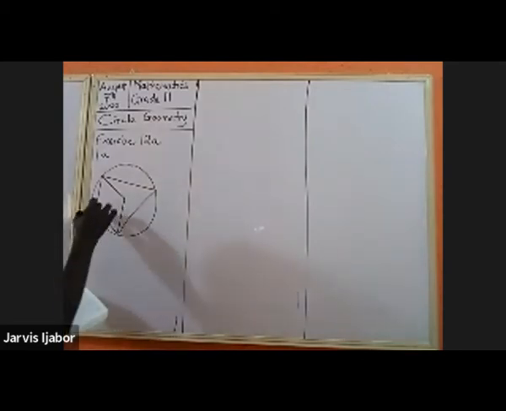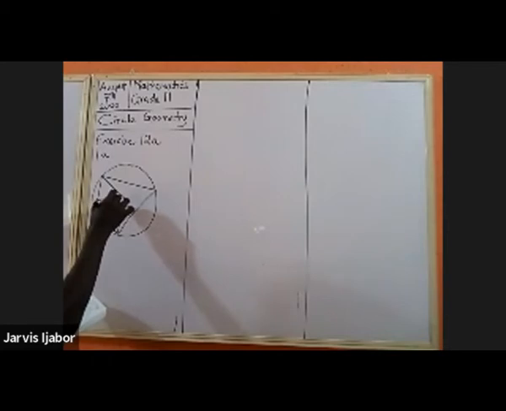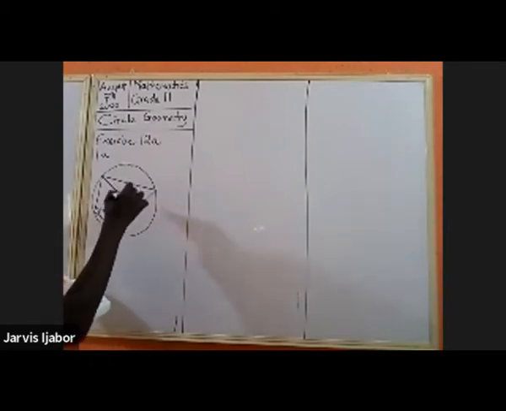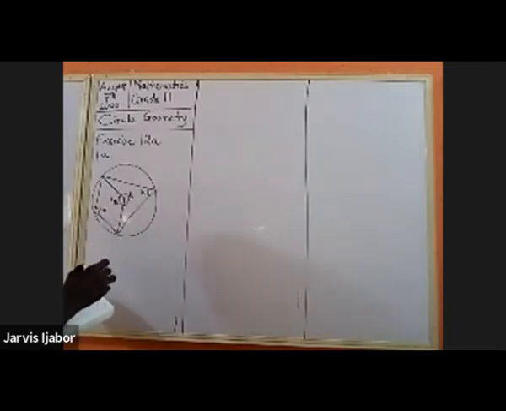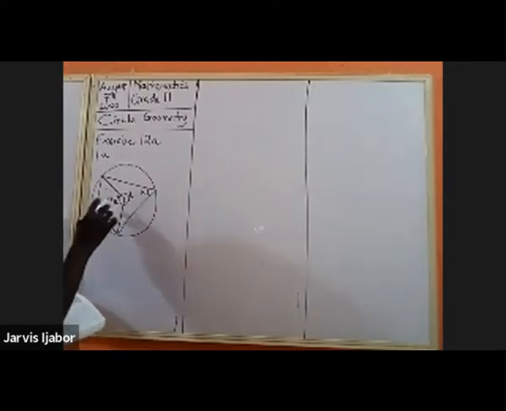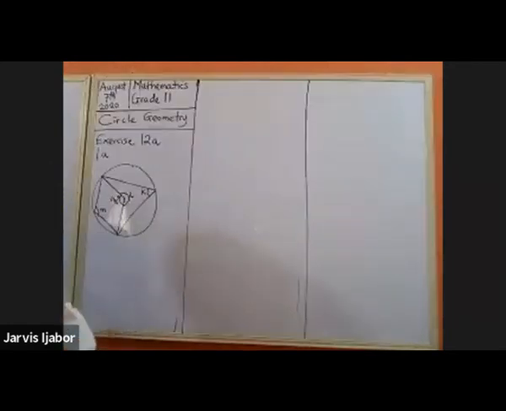So this is M. This is 146 degrees. This is L. This is K. So we are told to find M, L, and K.